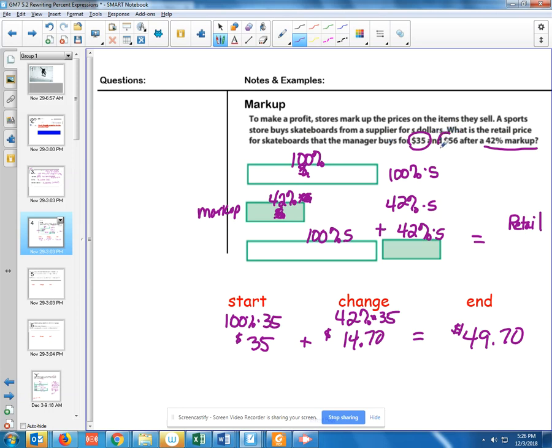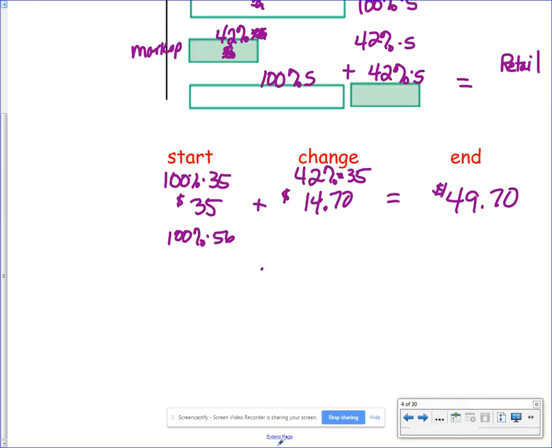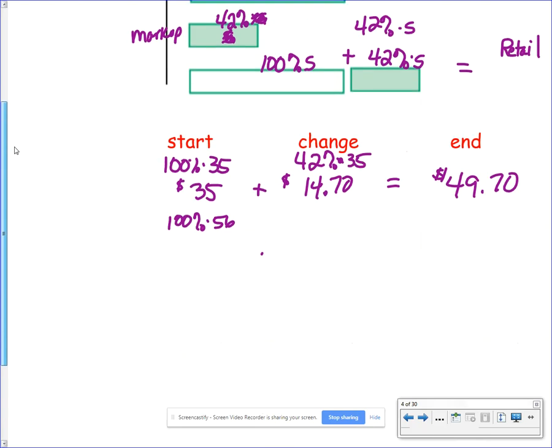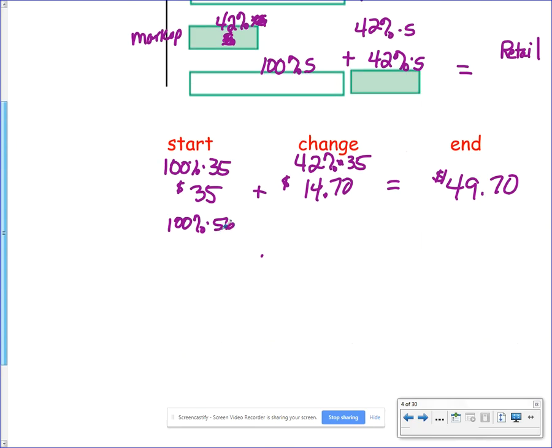What if it was a fancier skateboard and it was $56? Well, then I'm going to have to take 100% times $56. Let me boost this up a little bit. I'm trying. Let's see if I can add some room to this screen. I think I have to go full screen to extend here. There we go. All right, 100% times a $56 skateboard is $56.